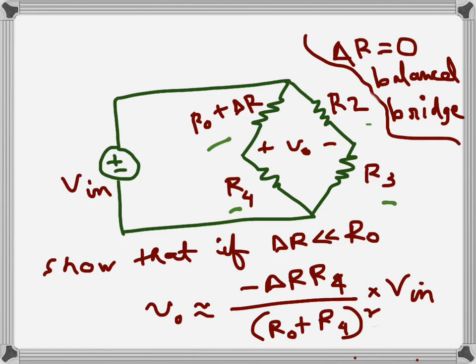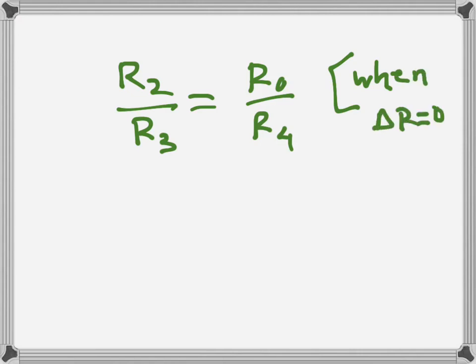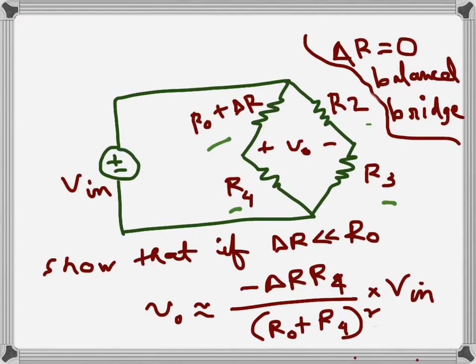That means when del R is equal to 0, R2 over R3 is equal to R0 over R4 at the balanced condition. When del R equals 0, this is given. We need to show that if del R is much less than R0, V0 is this much. So that's not the balanced condition.